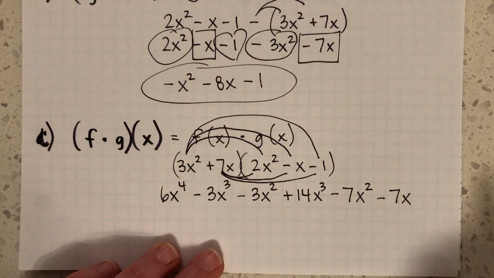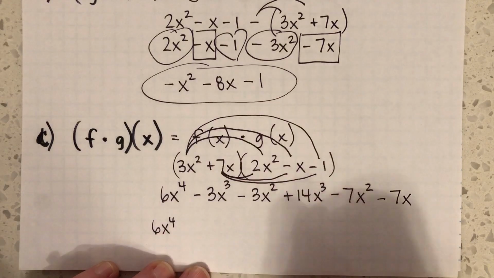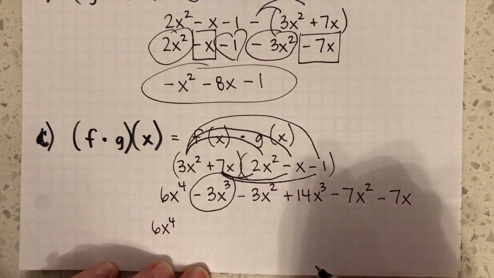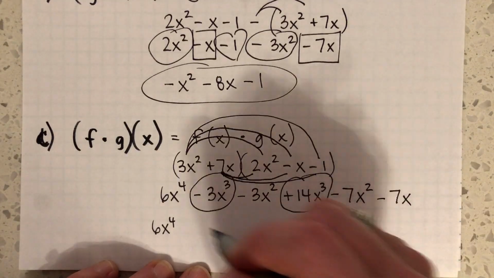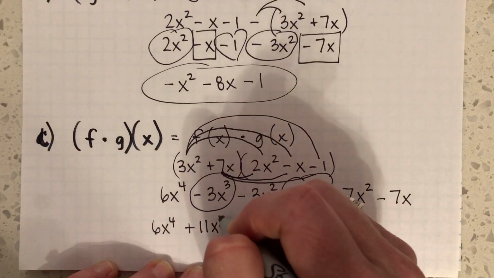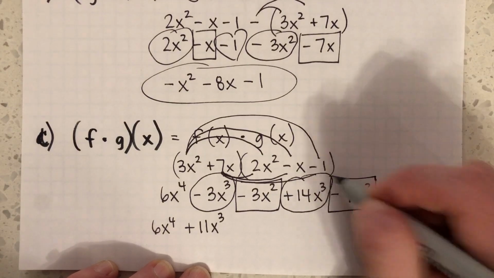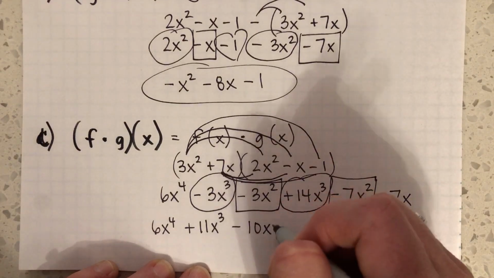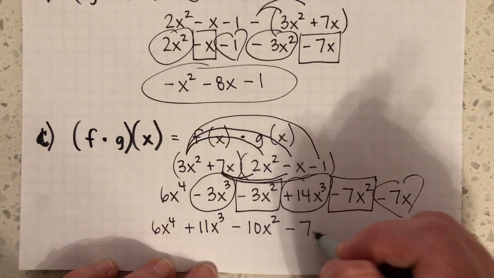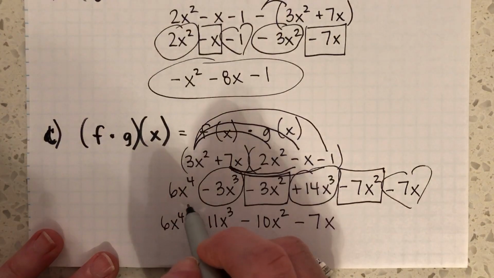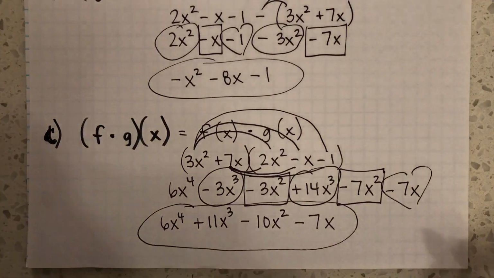All right, let's combine like terms. So 6x to the 4th, and no other x to the 4ths, stays the same, 6x to the 4th. Negative 3x to the 3rd plus 14x to the 3rd is now going to be 11x to the 3rd. If I had negative 3x squared and I took away 7 more, now I have negative 10x squared. And if negative 7x's are the only x's you have, then it just comes down and stays the same. And that's what you would get for f times g of x. That is your new expression there.